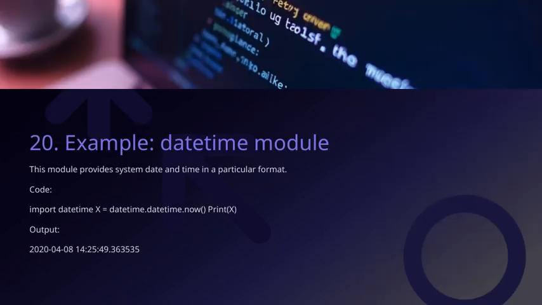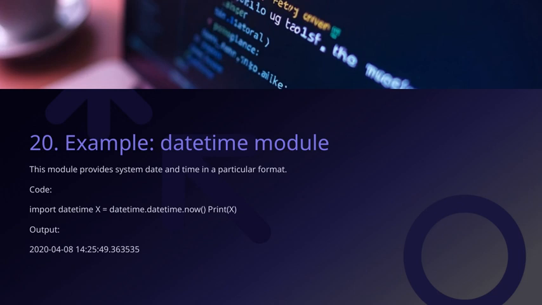Let's take a closer look at the datetime module. This is a really handy tool when we need to work with system date and time in our programs. What it does is provide us with the current date and time in a specific, easily understandable format. For example, if we write a simple code snippet, we start by importing the datetime module. Then, we can get the current date and time by calling datetime.now.